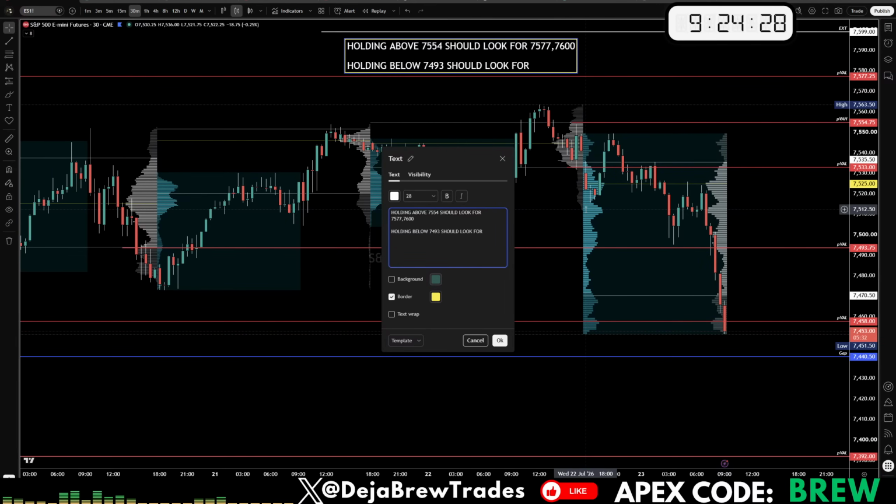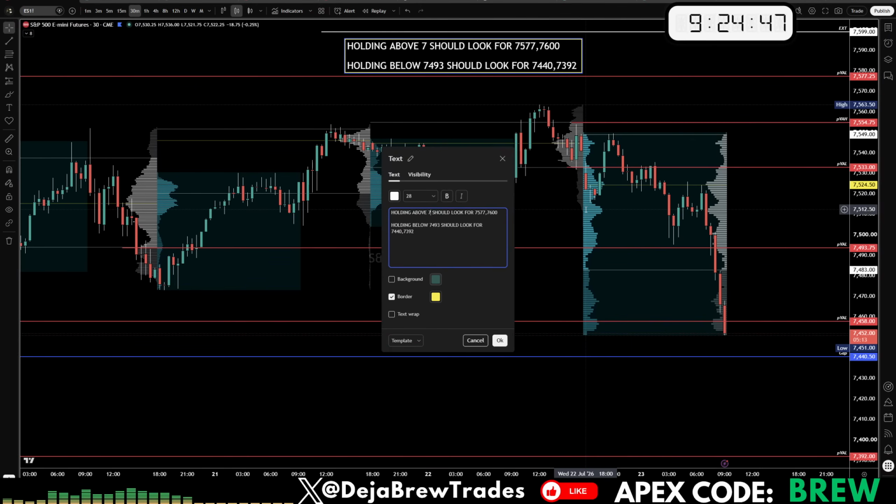I think we have to use the 493 level. That's really the most recent level that we can use. Our first target to the downside will be 440, which is almost already being hit, but that's really the best target we have right now. And then 392 will be that next target. And then holding above 493, we will look for that retrace to 533 and then around 555.